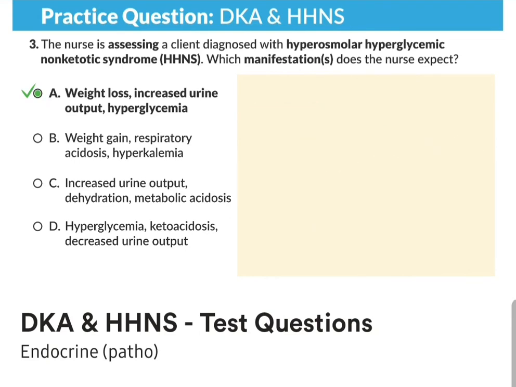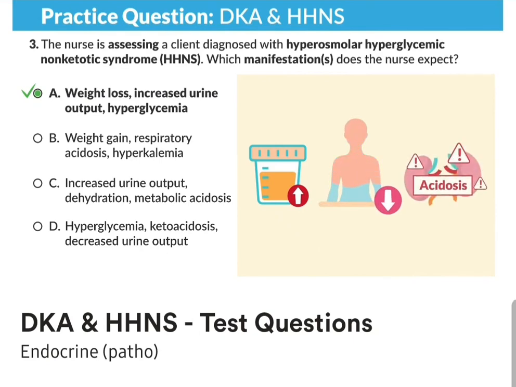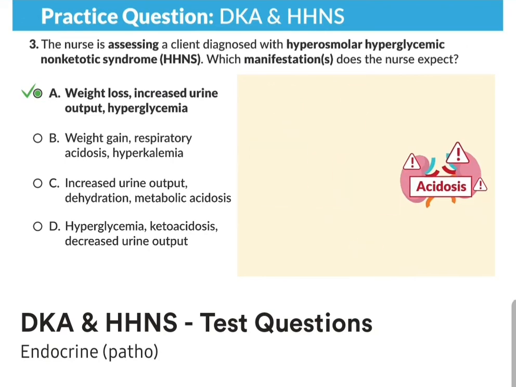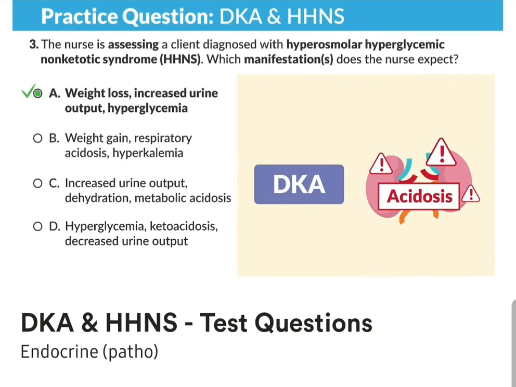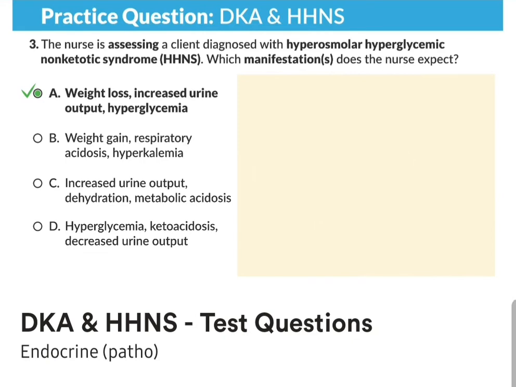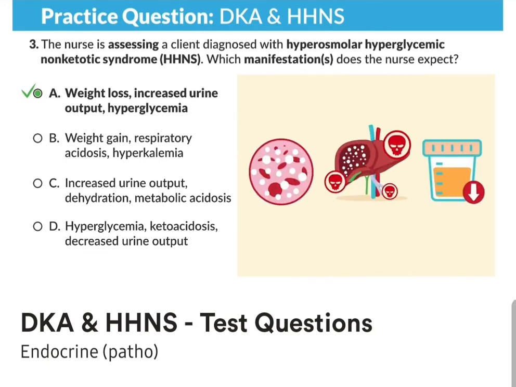Now, C and D are incorrect because C, increased urine output and dehydration with metabolic acidosis. Now, this one was really close, but it's incorrect. It's true we do have increased urine output and dehydration, but no on the metabolic acidosis. Remember, that's for DKA, that diabetic ketoacidosis. And lastly, option D is incorrect because hyperglycemia, ketoacidosis, and decreased urine output. No, once again, ketoacidosis makes the whole option wrong.